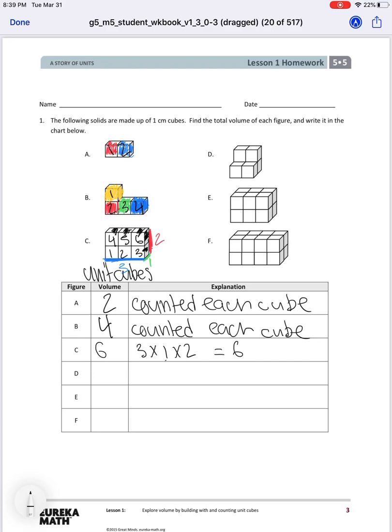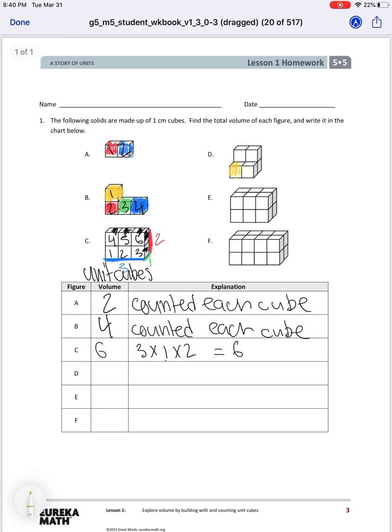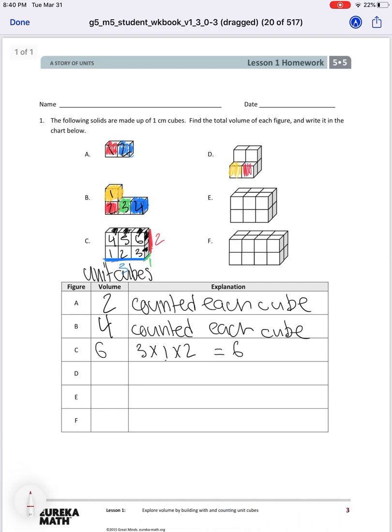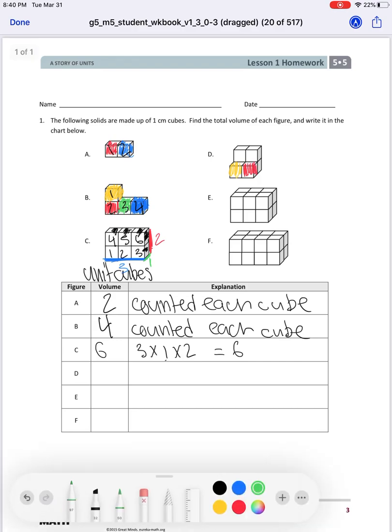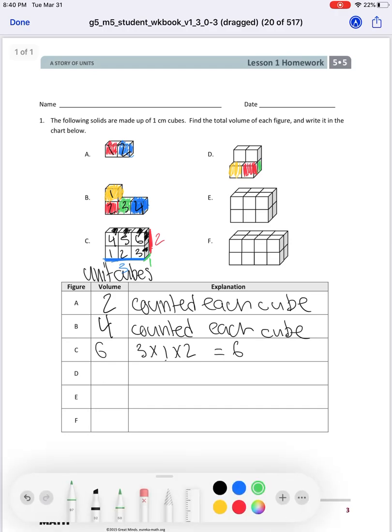Okay, now letter D. This is always a fun one. Okay, letter D, we can see 1 cube there. We can see a second cube here. Now, this, we can see a third cube back here. Okay, it's not part of that red one because of this line. You can see the line there.